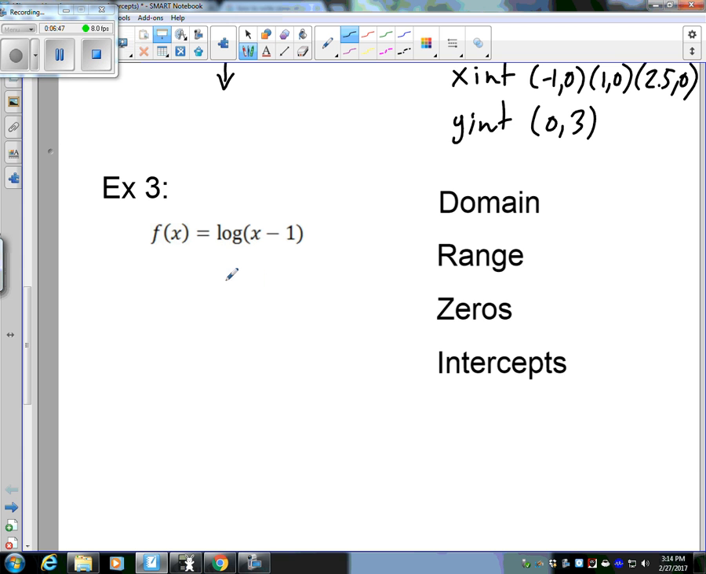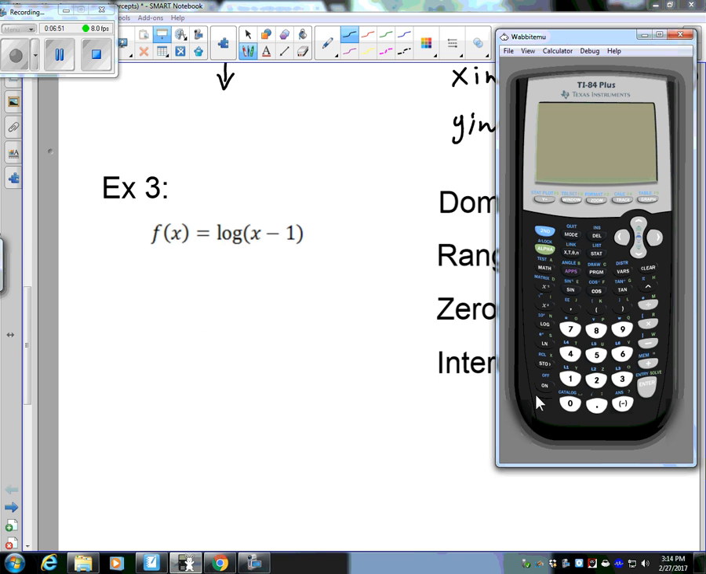Alright, domain of a function. Now I don't have a graph, so what do you do when you don't have a graph? Let's put it in the calculator. So I put it in the y equals, log of x minus 1. If you want to know where log is, it's right next to the 7. We go to graph it, and we get this. If you want to zoom in, I kind of want to zoom in and see what's going on here.